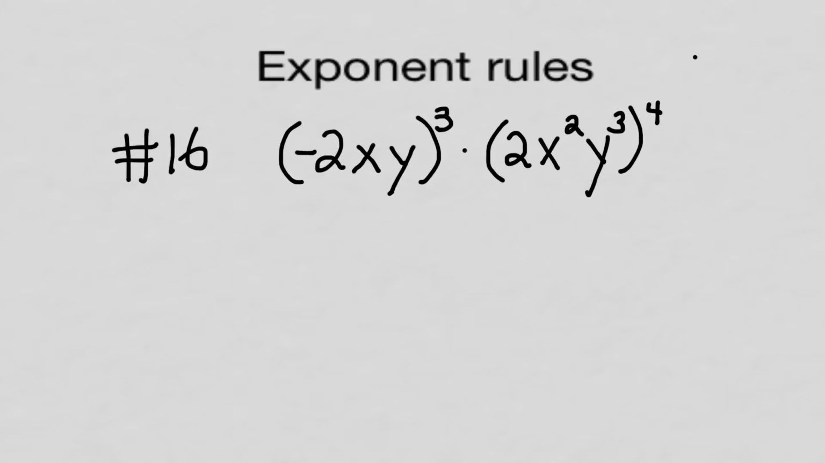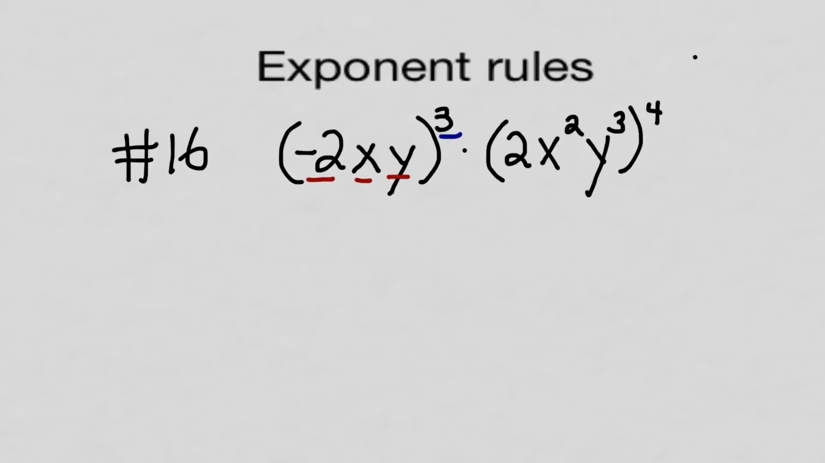As I walked around on Monday, I saw a few people that were flying through this, got to number 16, 17, 18, and found that to be a sticking point. So I want to do number 16. We've got a left side and a right side. You have to handle each one individually, then bring it all back together. Like on the last problem, we've got everything inside the parentheses to the third power. We have to apply that third power to the minus 2, the x, and the y.